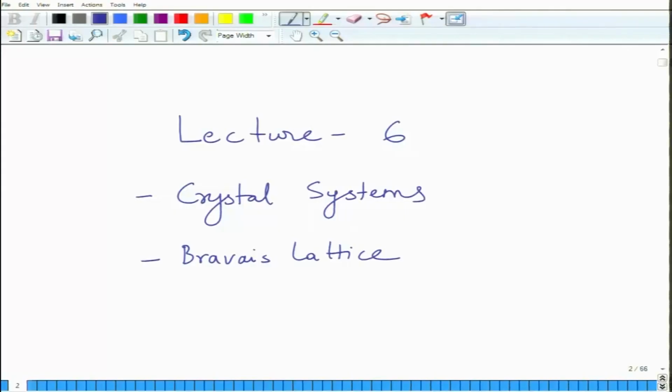So, now in this new lecture, we will discuss crystal systems and Bravais lattices, following what we have discussed in previous lectures, which was a background basically on how you construct a lattice, what you mean by a lattice, and what is the meaning of a crystal lattice.